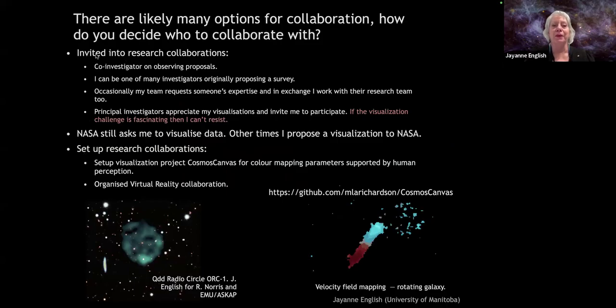So for example, for being invited into research collaborations, I might be a co-investigator on observing proposals that are targeted on specific objects. I might be one of the many investigators that's part of a survey of the cosmos. Occasionally, my team requests someone's expertise, and in exchange, I will contribute to that person's team. And I will do that by making images for them too.